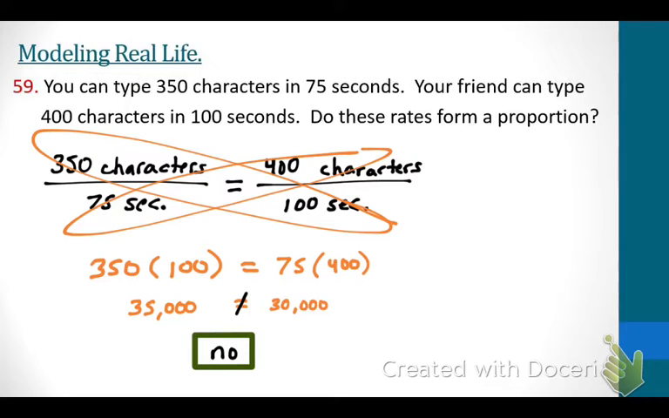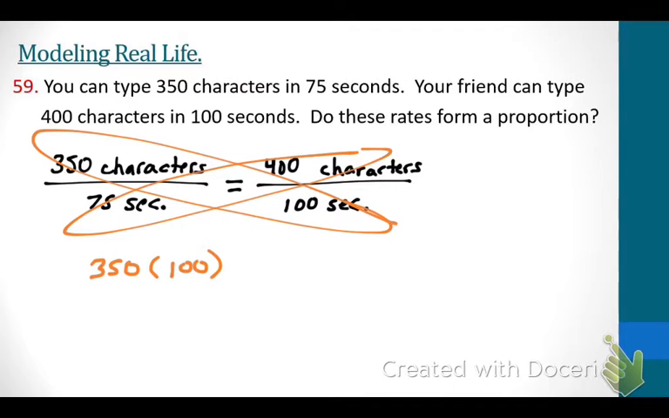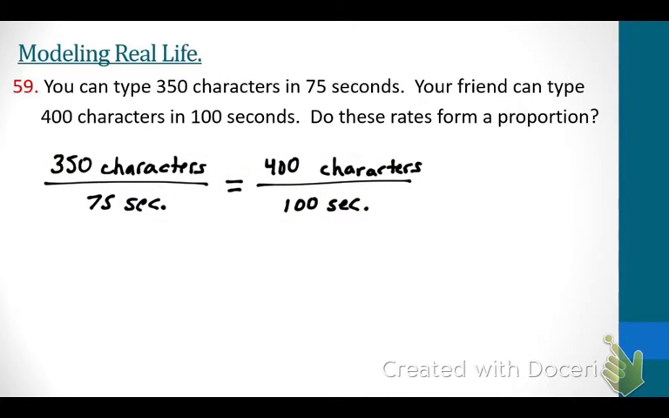So listen, that's not the only way that you could have done it, okay? It sounds like Gavin also did it a separate way. Let me show you this way. He still set it up the same way, 350 characters per 75 seconds, 400 characters per 100 seconds. But it looks like he divided these. When you divided that right there, what'd you get?